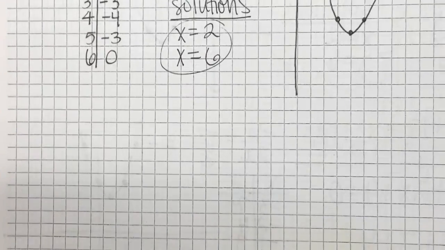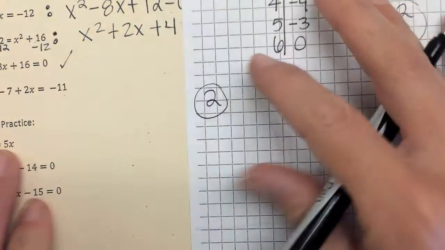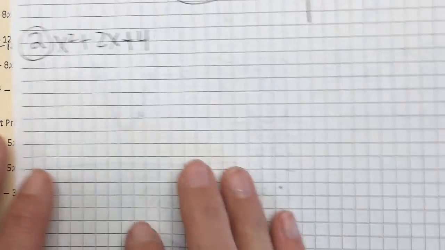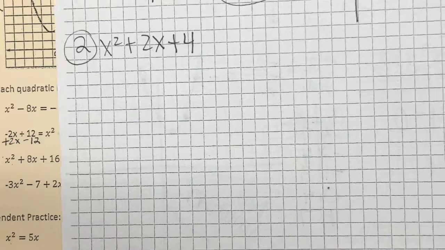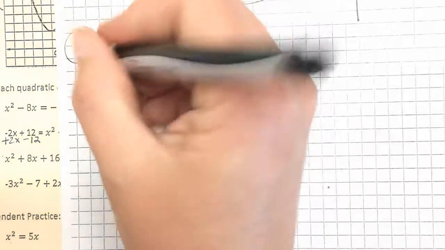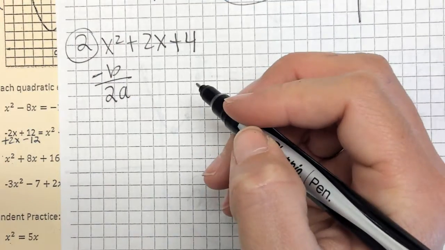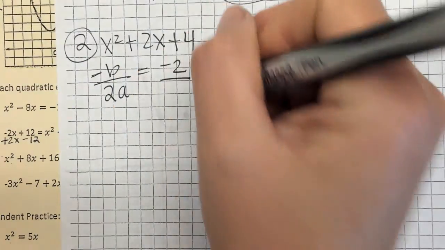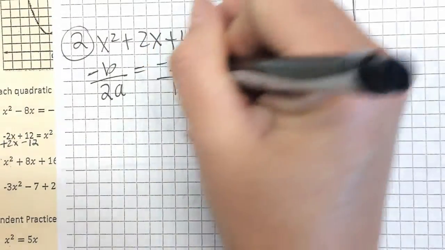Alright, number 2, go ahead and write it. So that one is x squared plus 2x plus 4. Alright, Evan, how do I find my vertex? Negative B over 2A. Good. Aurelia, what's my B in this one? Good. Over 2 times what, Abigail? Good. So what is my x coordinate?